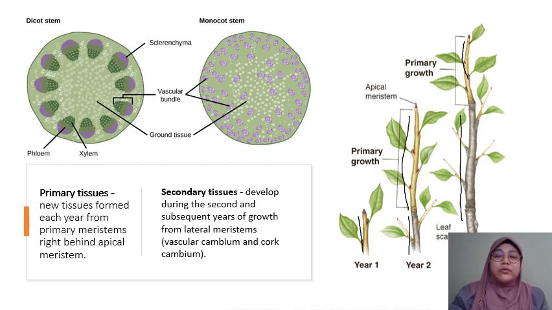So before we go next, I wanted to have a refresher of the dicot stem and the monocot stem. As you can see here, there are differences in terms of the vascular bundle. You would have vascular bundles in a ring for dicot stem and scattered vascular bundles in monocot stems.